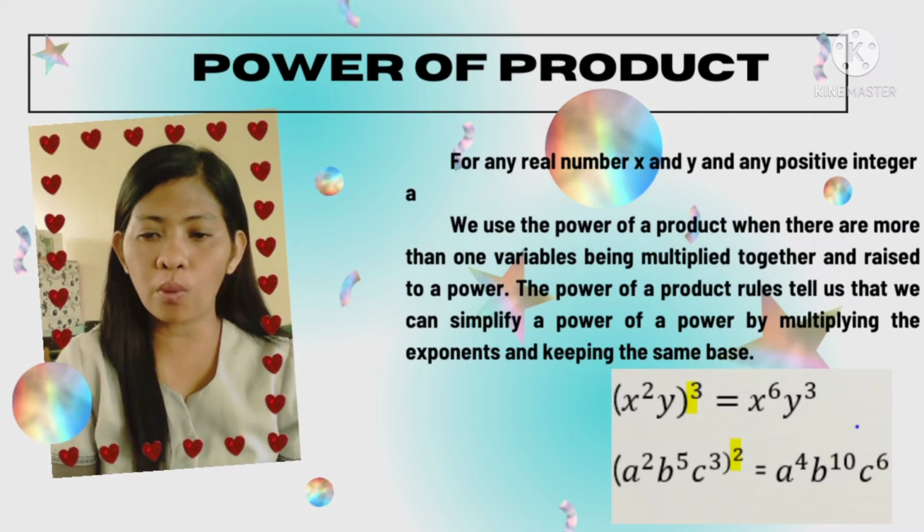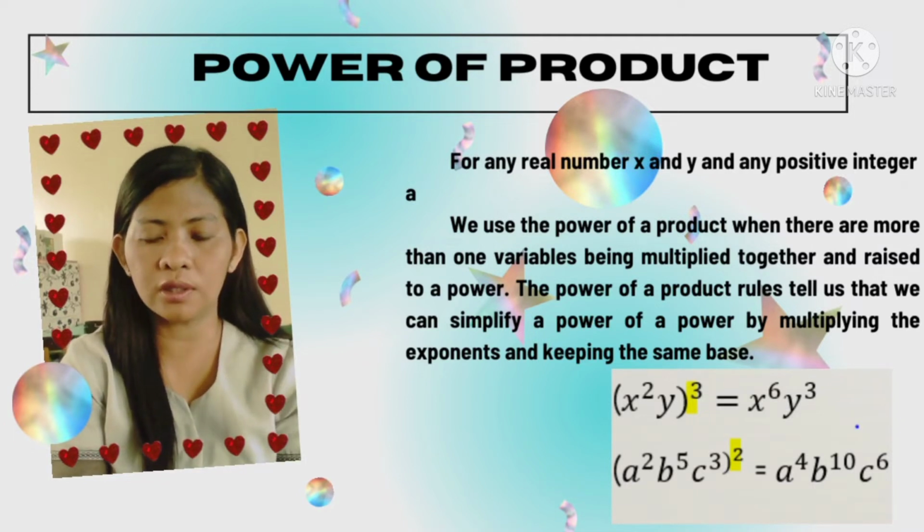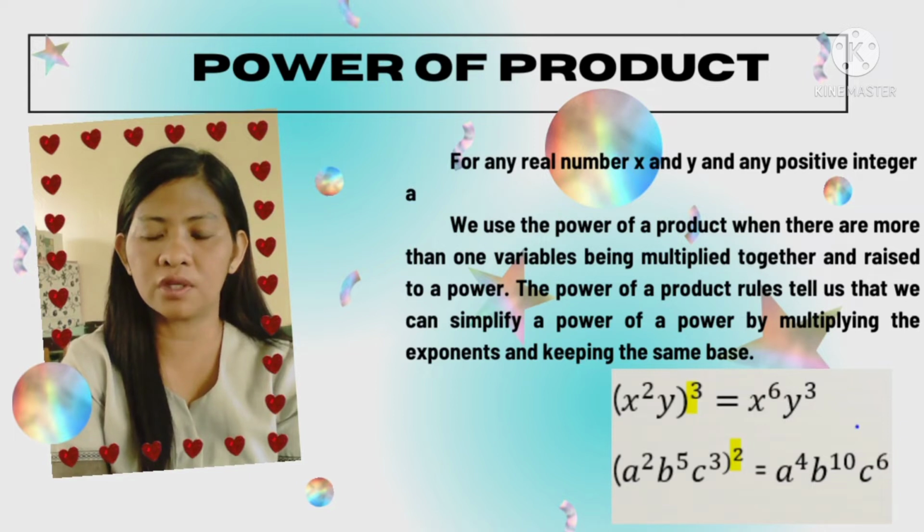So the exponent 2, you will distribute that to all the given terms in the equation. So we have 3 terms which are a, b, and c. The exponent of a is 2, so 2 times 2 is 4. So a raised to the fourth power. The exponent of b is 5, so 5 times 2 is equal to 10. So b raised to the 10th power.